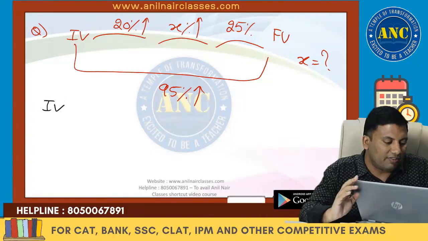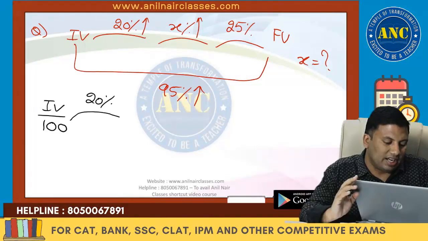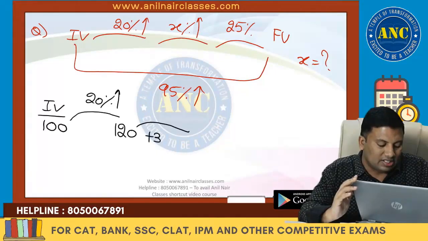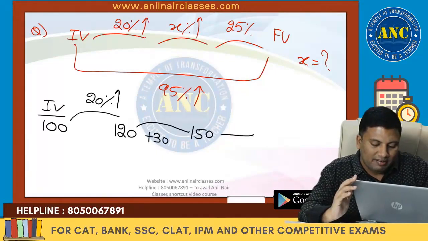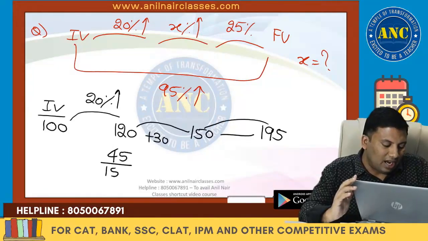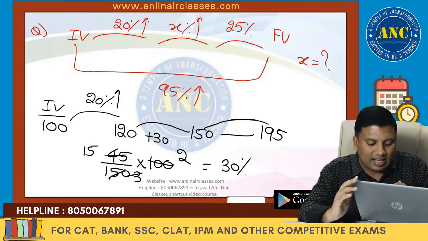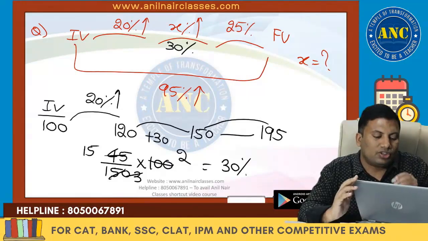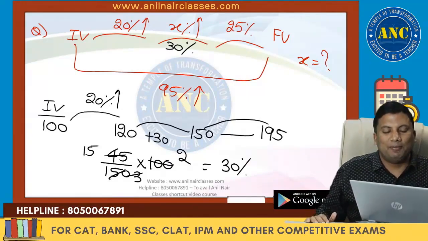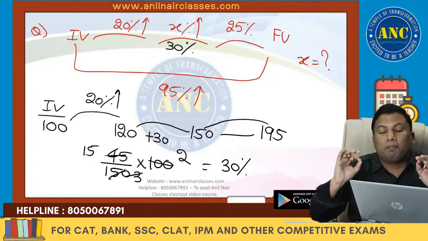Because it is 95%. First it is 100. 20% increase, it is nothing but 120. 25% increase, it is nothing but 150. Finally, it is 195. Extra it is 45 out of 150 into 100. 5s are 50, 3s are 150, 15s are 45. Without using formula, you will get the answer as 30%. Don't use a plus b plus ab by 100. Idea clear? Very important learning.